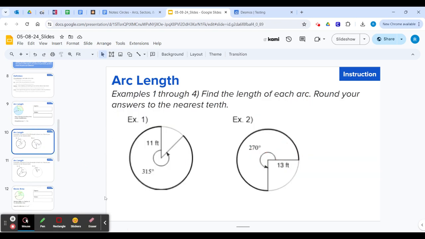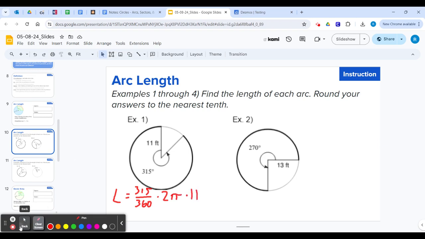Let's practice this on some example problems. So examples 1 through 4, we're going to find the length of each arc. We're going to round our answer to the nearest tenth. So we have a radius here of 11, an angle of 315. So if I'm setting up my formula, my length is going to be 315 over 360, and I'm just going to multiply that by 2 times pi times that 11.